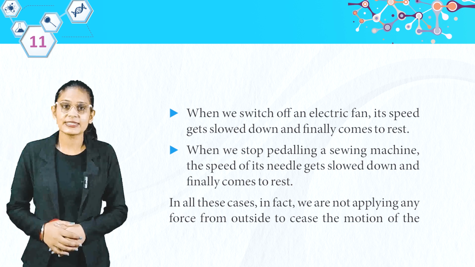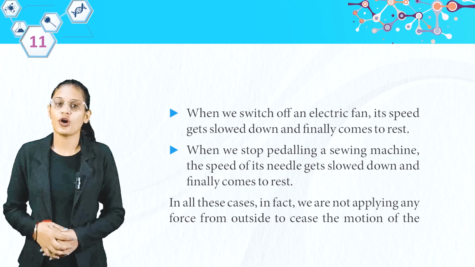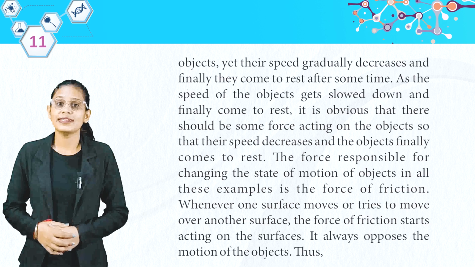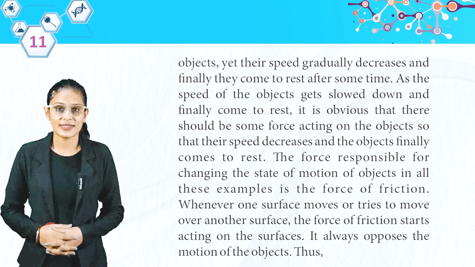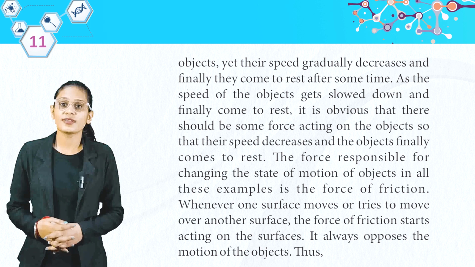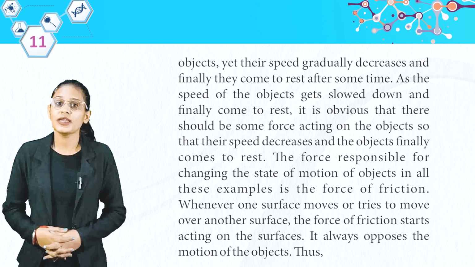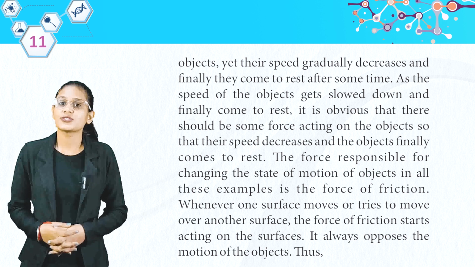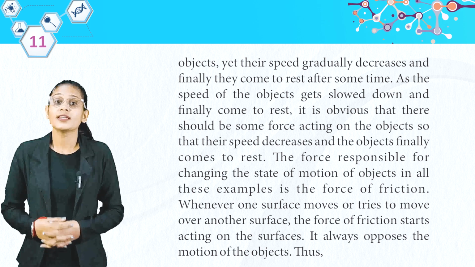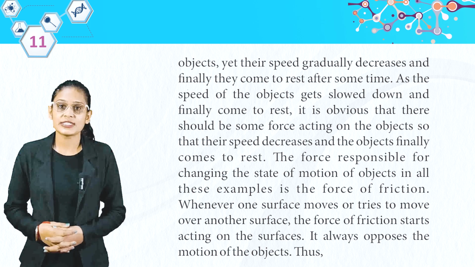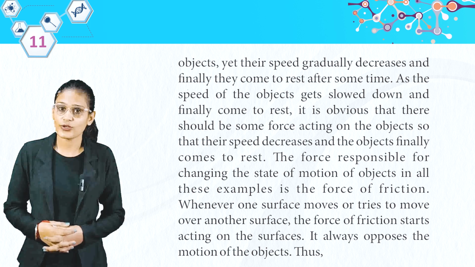In all these cases, in fact, we are not applying any force from outside to cease the motion of the objects, yet their speed gradually decreases and finally they come to rest after some time. As the speed of objects gets slowed down and finally they come to rest, it is obvious that there should be some force acting on the objects so that their speed decreases. The force responsible for changing the state of motion of objects in all these examples is the force of friction.